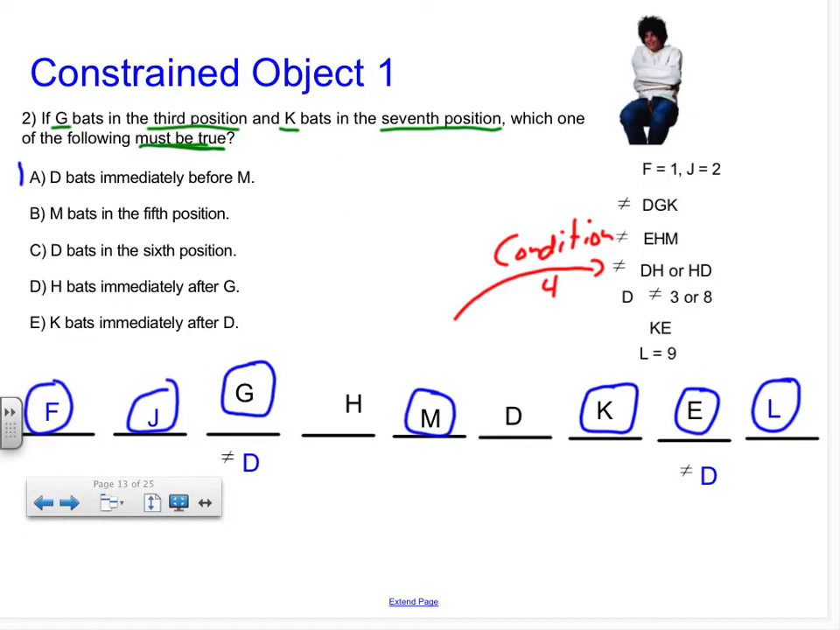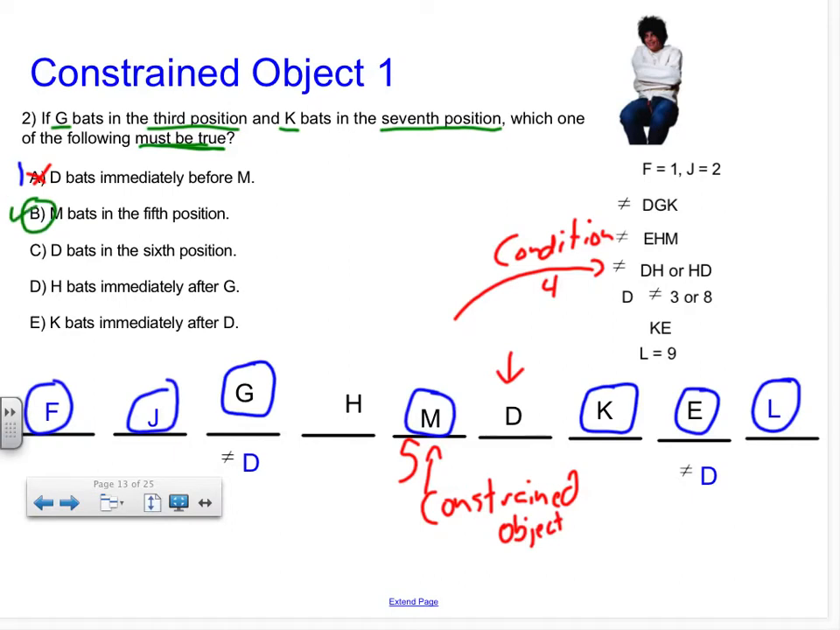So D bats immediately before M. No, as we saw right here, it can come after M, so we can get rid of A. M bats in the fifth position. Yes. We determine that this is a constrained object in the 5th position. So this is our correct answer.